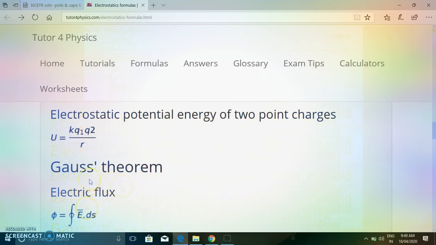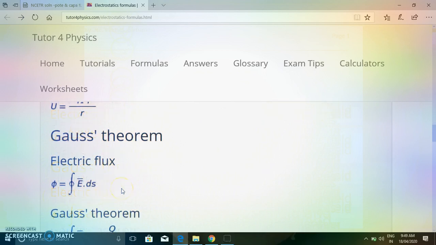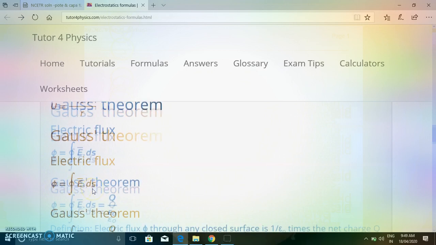Then we have seen Gauss theorem. What is Gauss theorem, my dear students? Before that, I want to explain the electric flux. Electric flux is nothing but the amount of electric field lines passing normally through the given area. The magnitude of the electric flux can be calculated by using the formula phi is equal to the integral over a closed path of E ds, where E is the electric field and ds is the surface area.